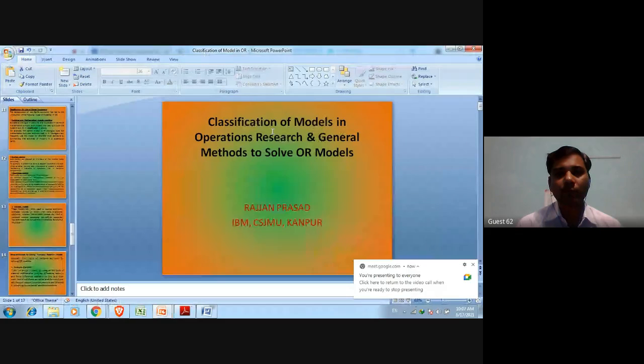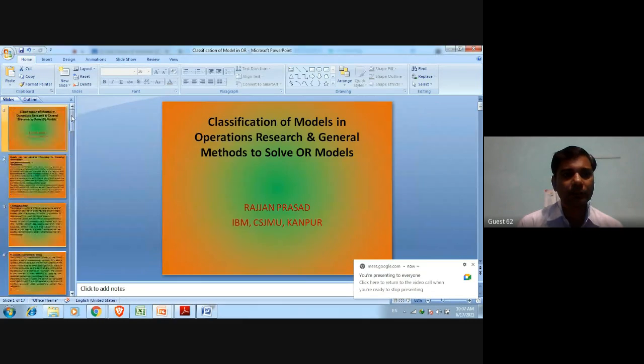Classifications of operations research model. And if we have time, we will also see the general methods to solve operations research models. Okay. So without losing any time, let's start.